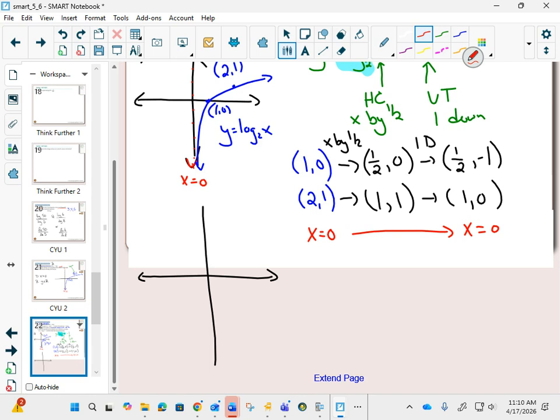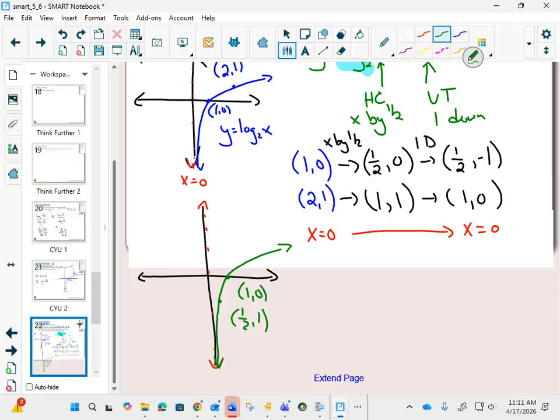So now we can go and graph this. We know we have an asymptote at x equals 0. We know we have the point 1 comma 0, and now we have the point 1/2 comma 1. And this is our final graph.